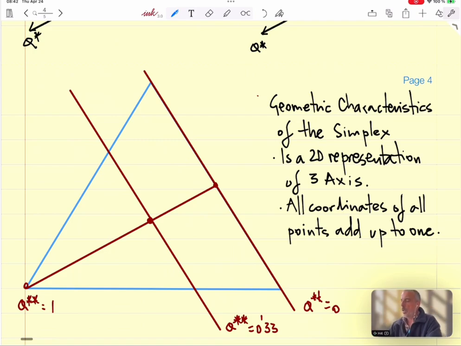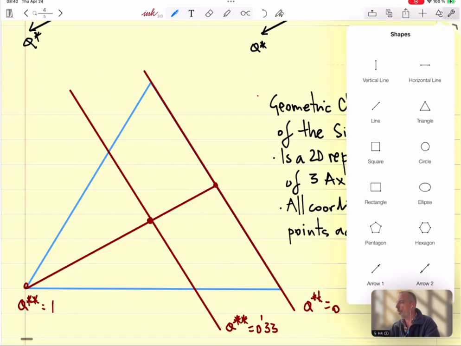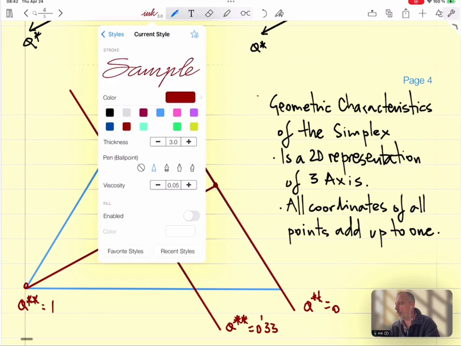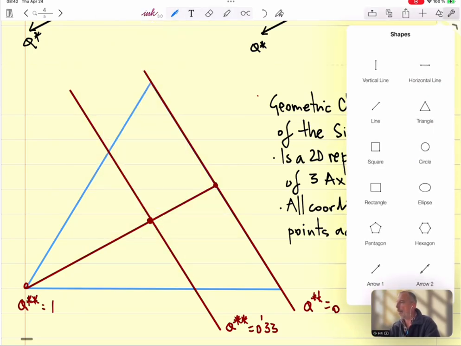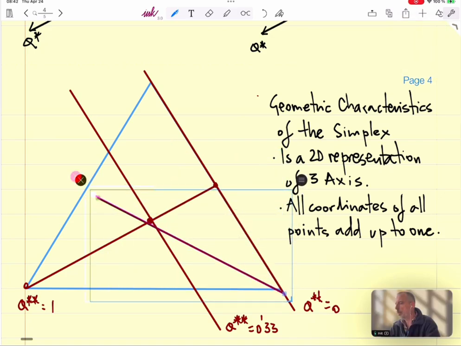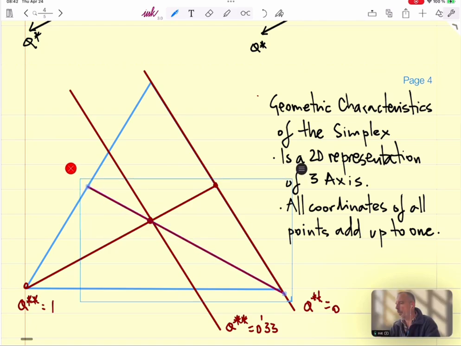This is for 0.33. So for Q, for the delivery rate, what do we have? Let me use maybe another color. This one. For the delivery rate, we have another axis going this way. Okay.